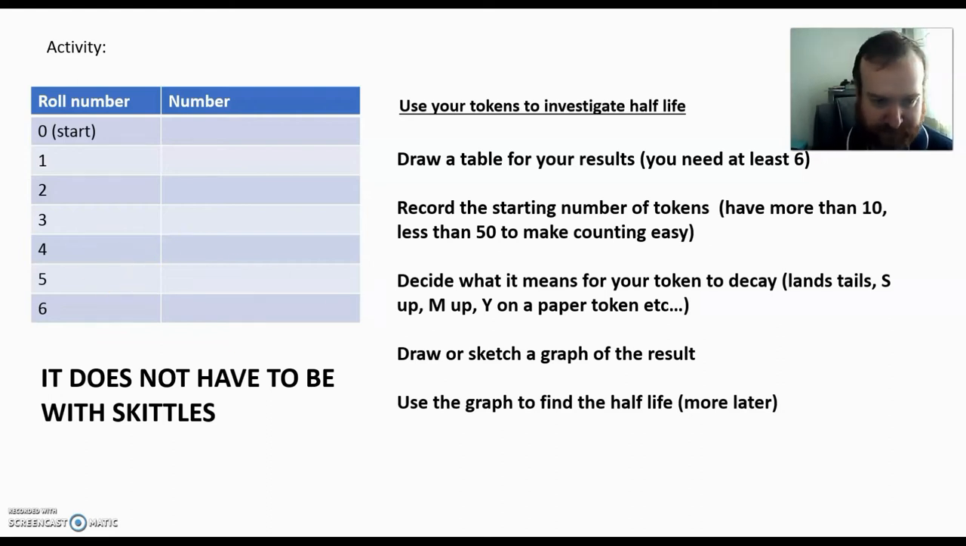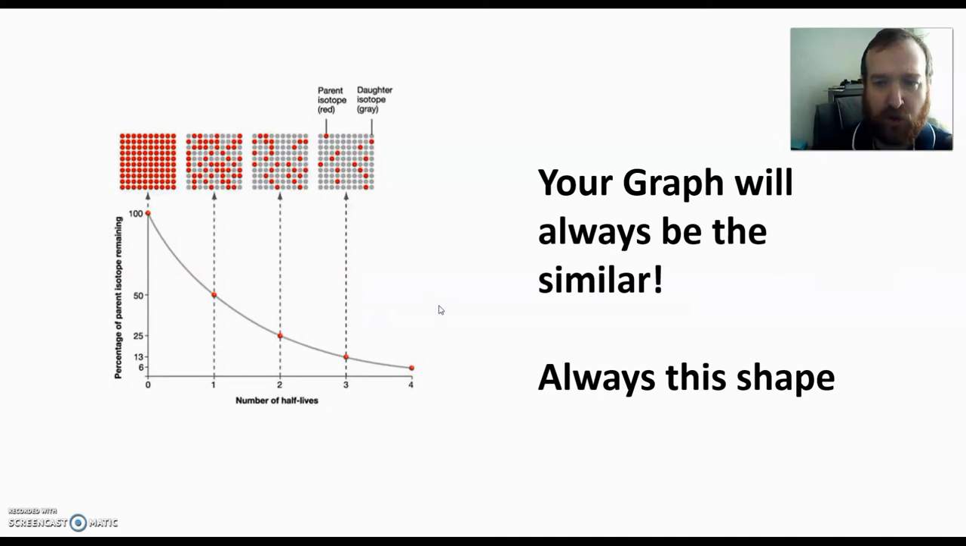Okay, so your graph is going to look like this. If you've done it properly, it will look something like this. It might be a little bit wiggly and a bit noisy, but it's going to have that shape. A half-life graph always has this shape by its nature. Your scale here, and your scale here might be different, but the shape of the graph is always going to be this curve.